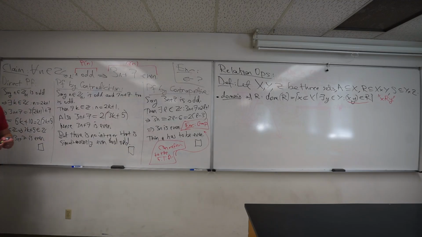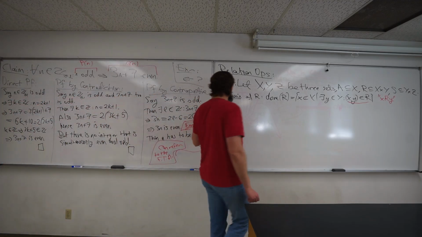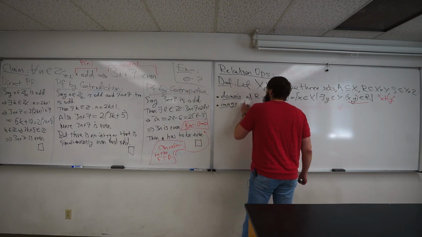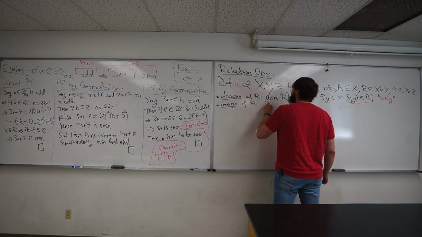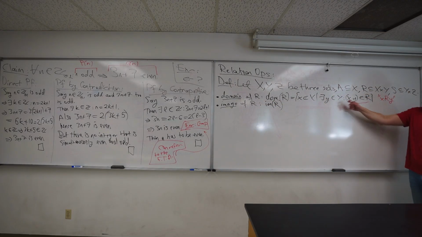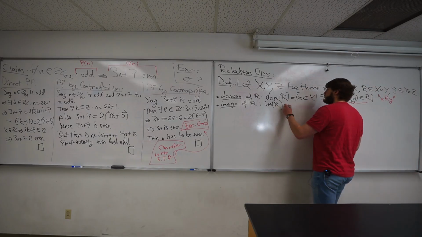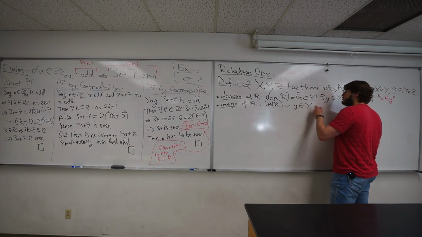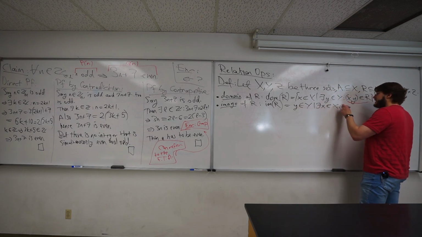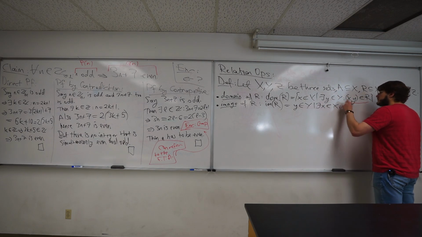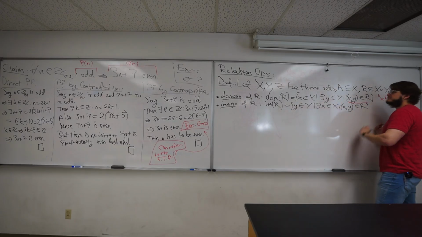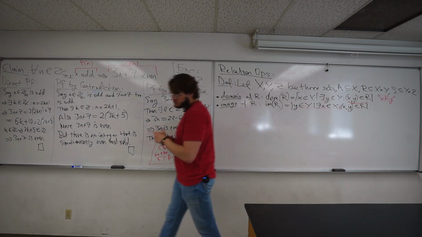So that's the domain. The image of R is denoted im of R. And basically it's the other way around. The set of all those y's in Y such that some x in X is related to y through R. That's the image.